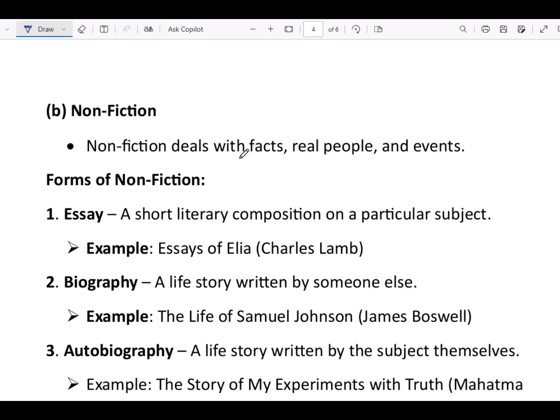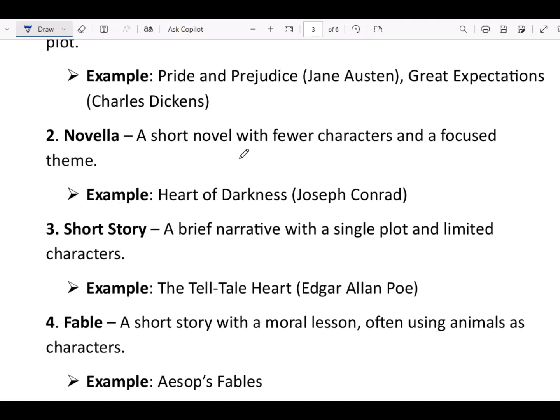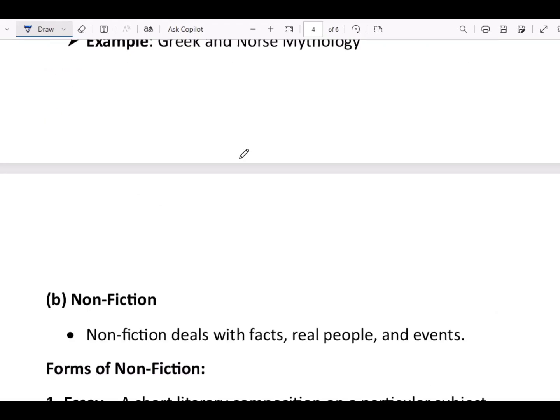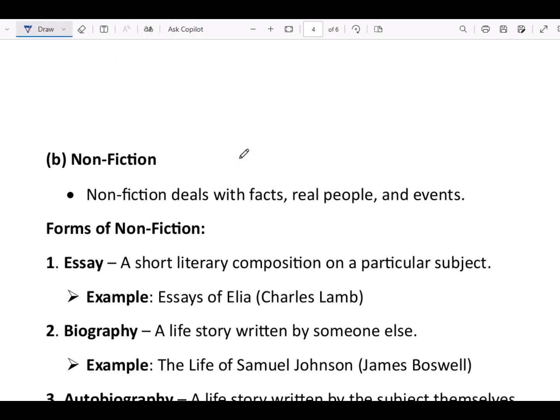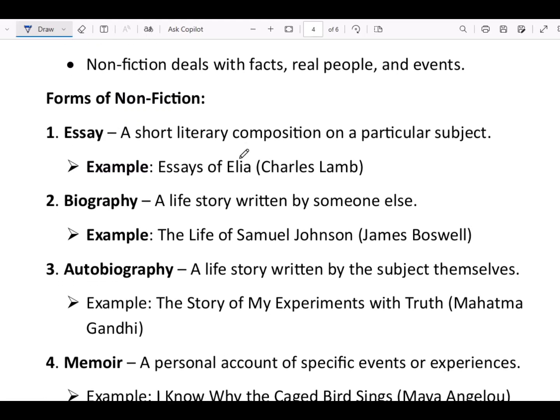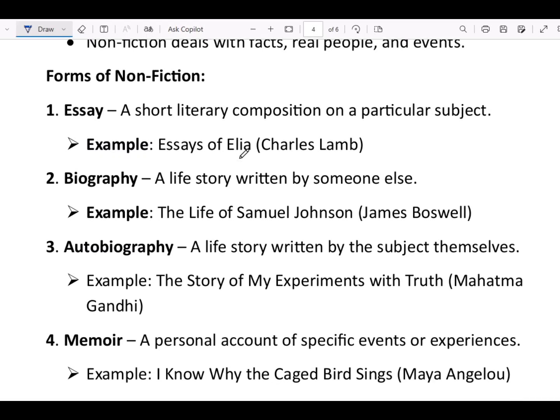Now, if we talk about non-fiction, as I already said, prose is divided into two types, that is fiction and non-fiction. Non-fiction deals with facts, real people and events, whereas we talked about how fiction is the imaginative way of storytelling. It is created from our imagination. But non-fiction deals with facts, real people and events. So like fiction, there are forms of non-fiction as well. The first form of non-fiction is the essay.